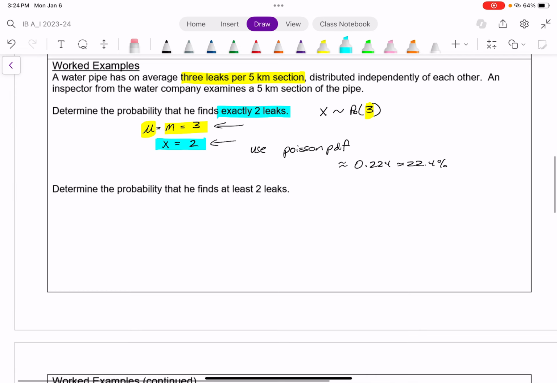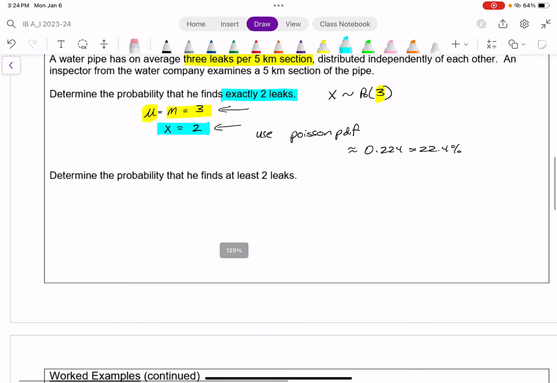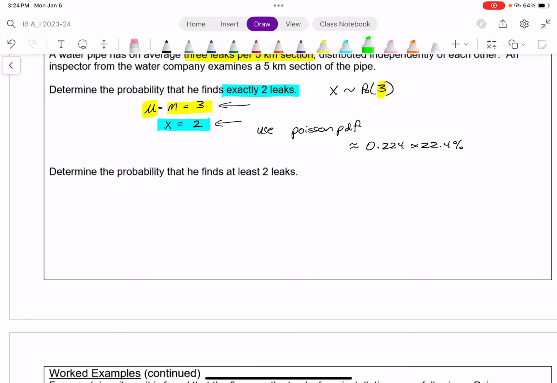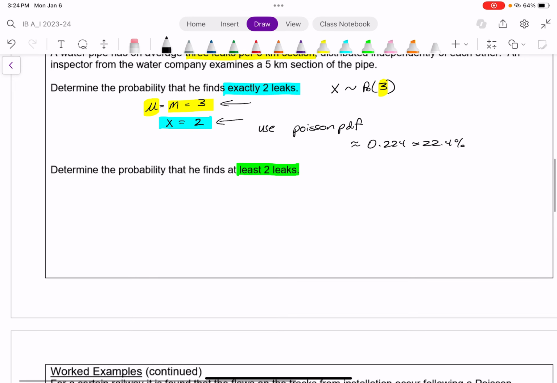If we want at least or less than or greater than, then we want to use the cumulative distribution function. We have to be a little bit careful here. So if we want to find the probability of at least 2 leaks, if we go back to the previous question, I was asking what's the probability of x equaling 2? That's what we figured out in the last question. In this question, I'm trying to figure out what's the probability that x is greater than or equal to 2, at least 2.